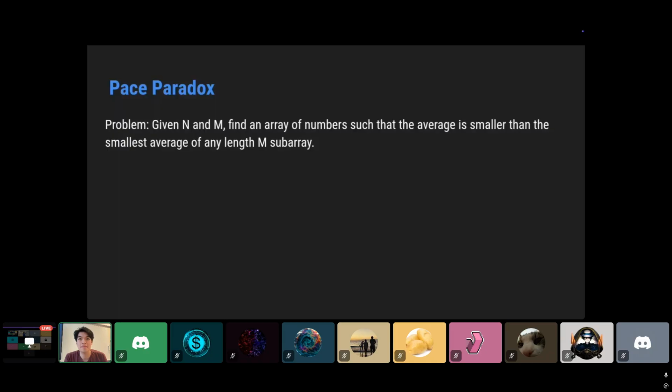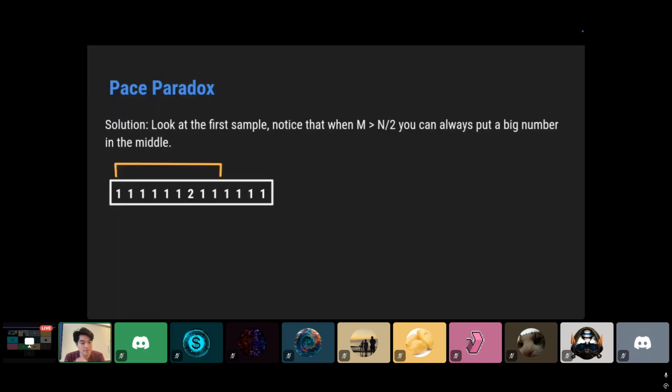So you can just look at the sample, see what is actually going on there. And if you do that, you might notice that there are big numbers in the middle. And if you have big numbers in the middle, as long as m is bigger than half of n, the number in the middle will contribute to every window of size m. But it's going to be a larger portion of that window than of the whole window. Like it's going to have more of an effect on the average on these smaller windows than on the whole array.